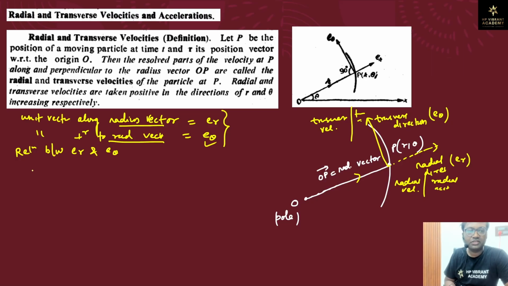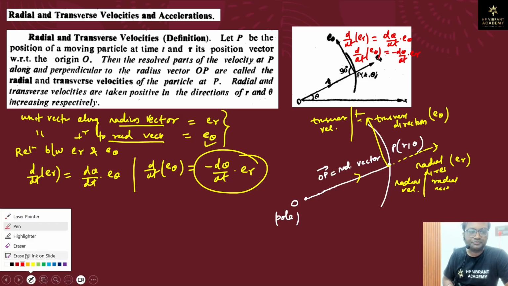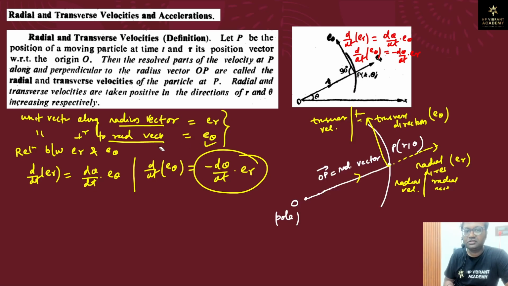On differentiating e_r, we get d/dt of e_r is equal to d theta/dt into e_theta, and d/dt of e_theta is equal to minus d theta/dt into e_r. Let us remember this. So I will write down this expression: d/dt of e_r is equal to d theta/dt into e_theta, and d/dt of e_theta is equal to minus d theta/dt into e_r. Okay, so let us proceed for the derivation of the expression for the velocity.